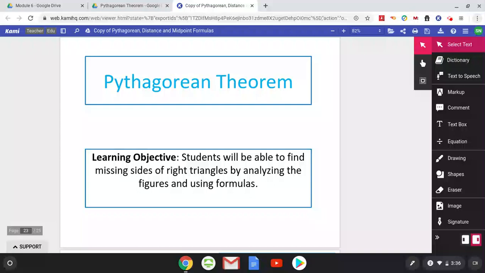Hello, in this video you will learn how to use the Pythagorean theorem to solve for a missing side length in a right triangle.